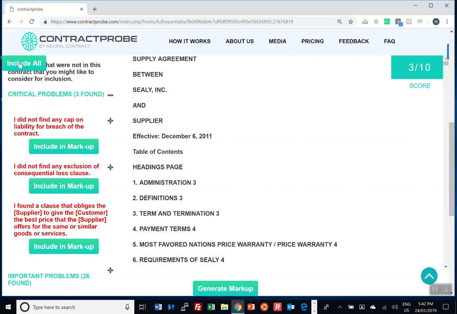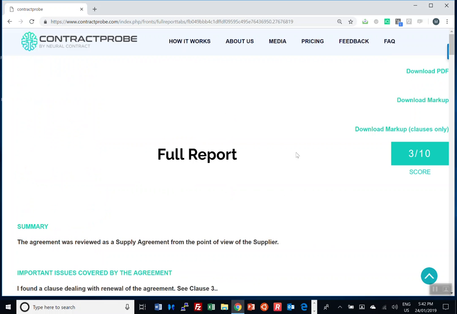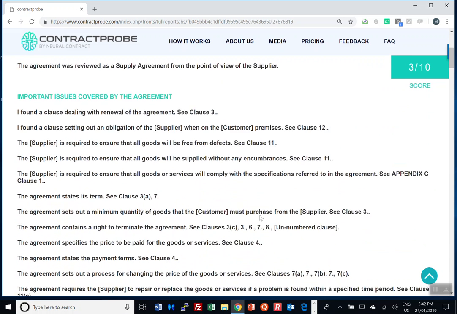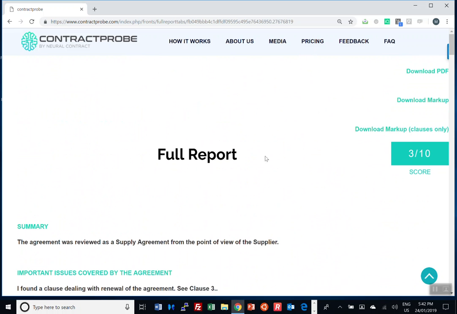In this case, we assume the user wants to include all of the problems in the draft report that they receive. They are then taken to the next stage. All of the clauses are now set out, and the user is able to download the report in PDF format if they wish, or they are able to download the report included in markup in the contract itself.